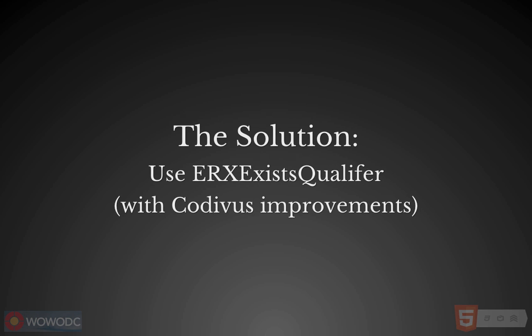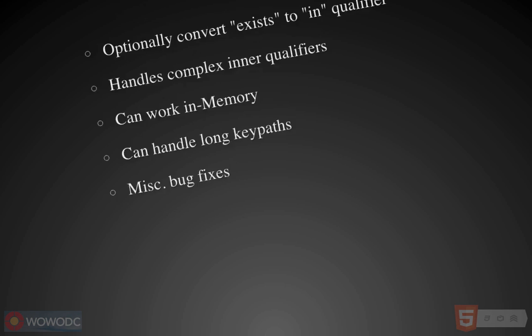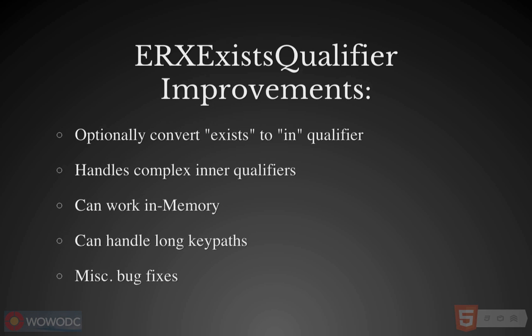So the solution is to use the ERX exists qualifier with Code Monger's improvements. We've been making numerous improvements to the qualifier. Well, one thing is that just by adding an extra parameter to your exists qualifier, you can convert it to an in. Exists and in, they have the same meaning. They're semantically the same. But the performance can actually be very different. And just by setting a Boolean switch, you can make it go either way, exists or in.